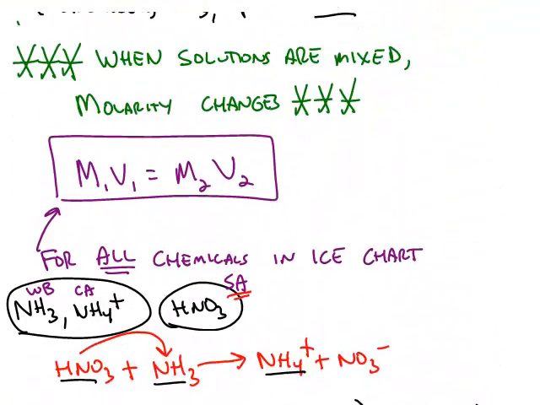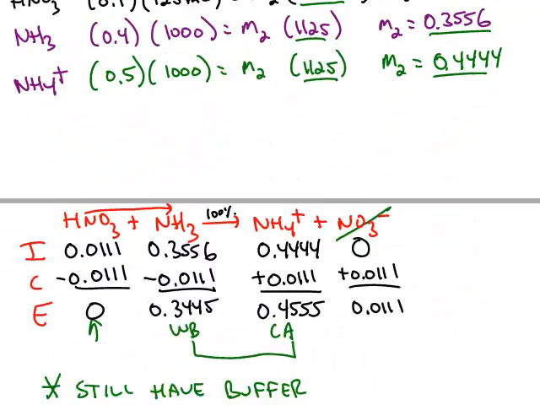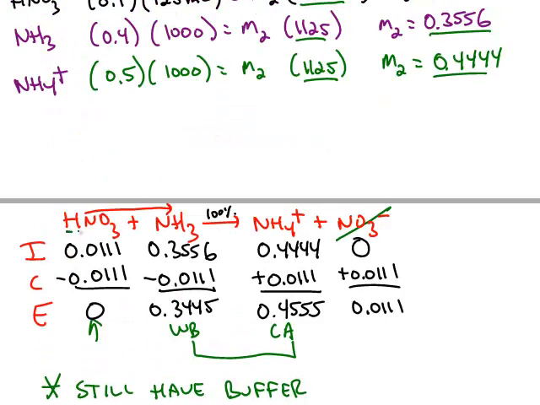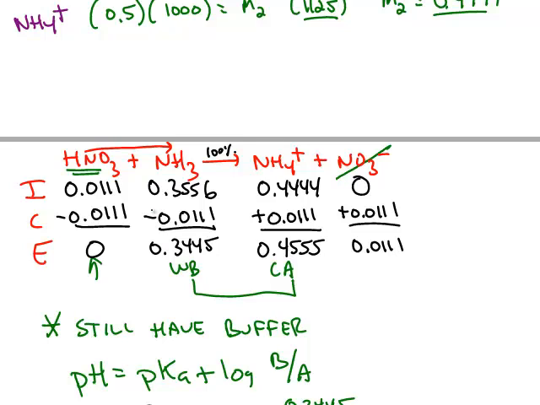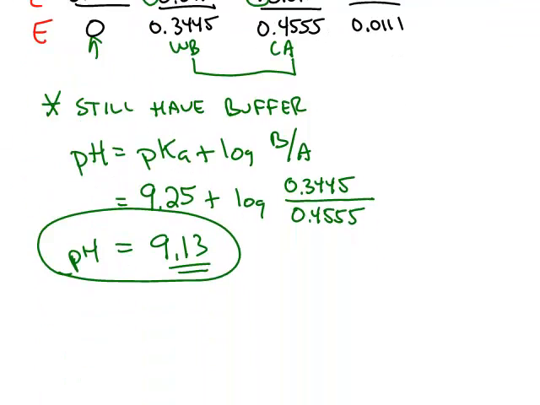Notice the pH before we added anything was 9.15. Very small change because we have a buffer. And notice that the change was decreasing. When we added this strong acid, it's going to make the solution a little bit more acidic because look at our ICE chart. We're decreasing the amount of base and we're increasing the amount of acid by this chemical reaction. If we had added a strong base, the pH would have increased by a little bit. In this case, the pH dropped, but it doesn't drop very much because that's what a buffer does.